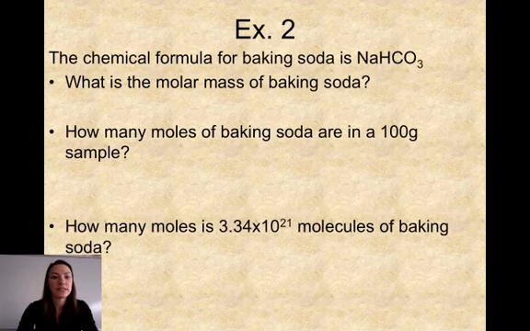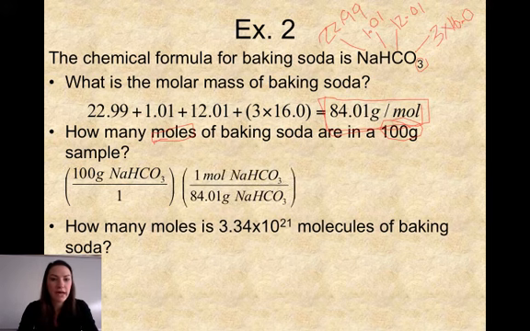So 22.99 plus 1.01 plus 12.01 plus 3 times 16, all right? And that's 84.01 grams per mole. Make sure you're writing down that unit, grams per mole, all right? We're going to use this molar mass of baking soda to help us find the moles of baking soda in a 100-gram sample. So I start by putting my 100 grams over 1, okay? And then I'm going to use my molar mass, that 84.01 grams per mole.